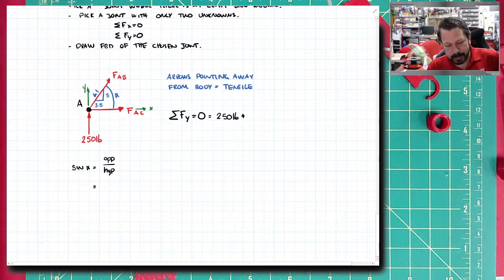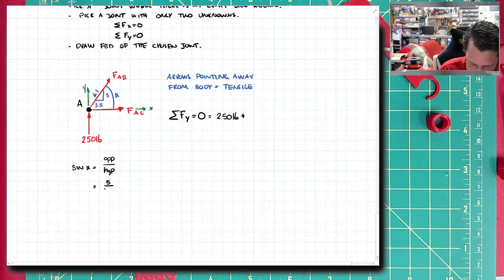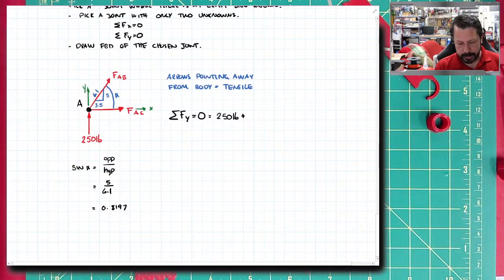So the sine of alpha equals opposite over hypotenuse. So I have 5 as the opposite side, 6.1 as the hypotenuse. 5 divided by 6.1 is 0.8197, and that value is the sine of alpha. So why calculate alpha just to return that value to me?